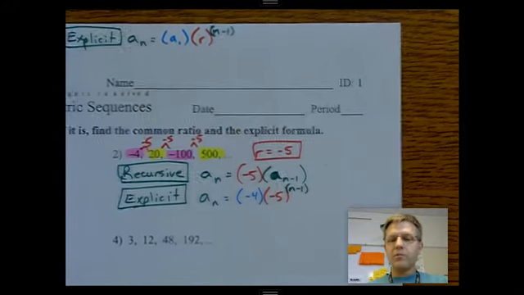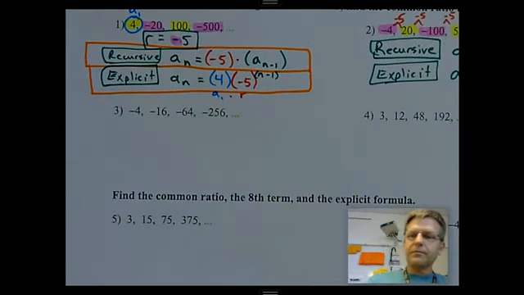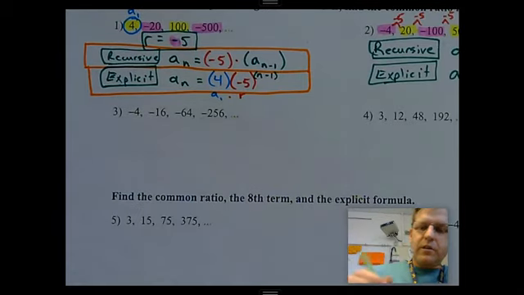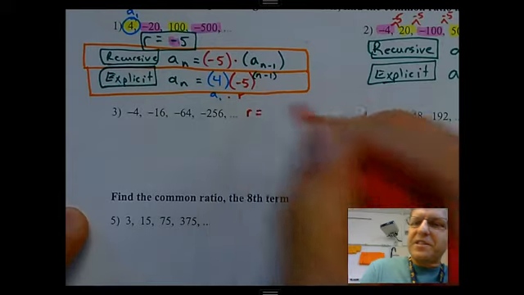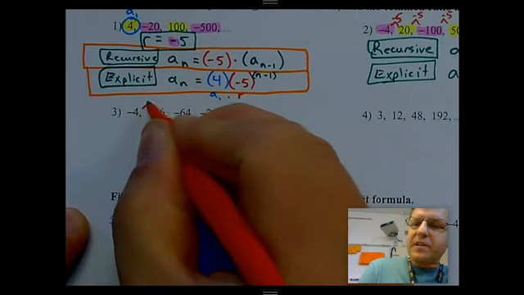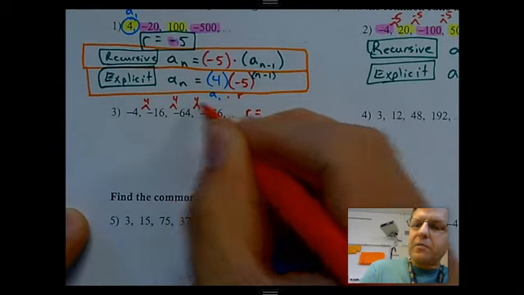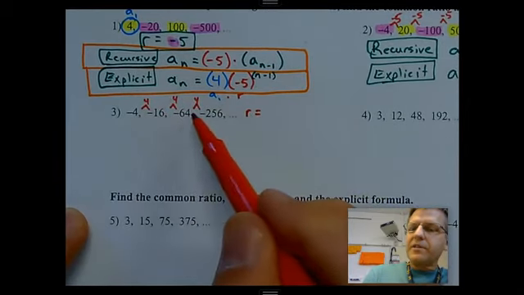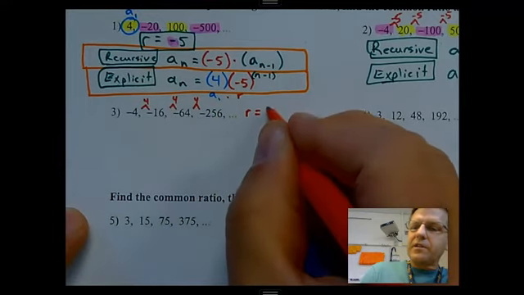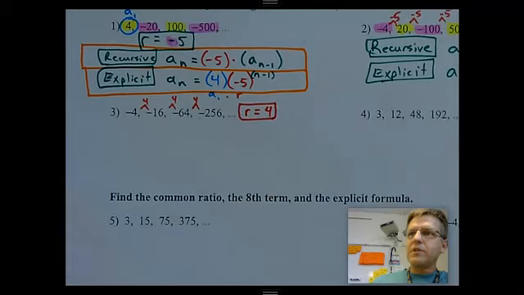Let's do a couple more. Let's look at 3. So here, common difference, or sorry, not common difference, common ratio. The common ratio is 4. Now, some people would put a negative 4, but it's not negative 4. If it was a negative 4, this would go negative, positive, and it's not doing that. It's just staying negative.